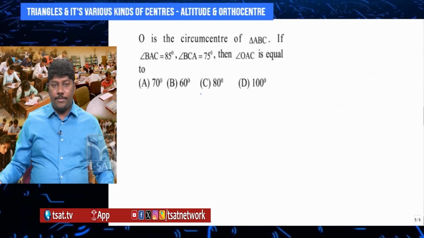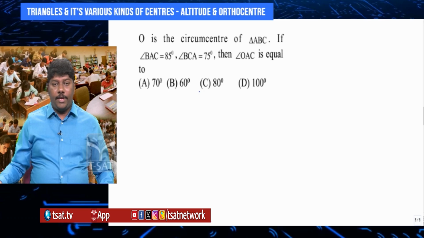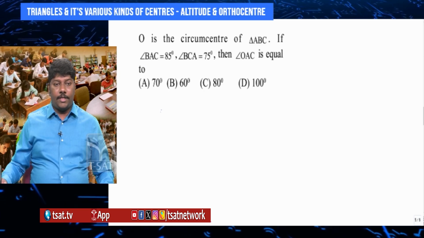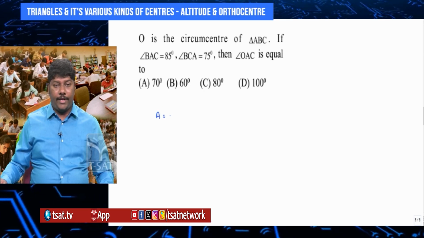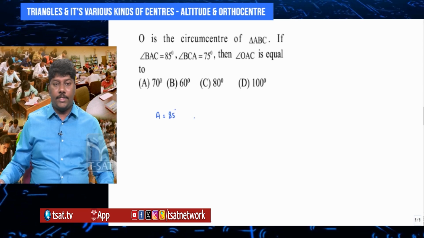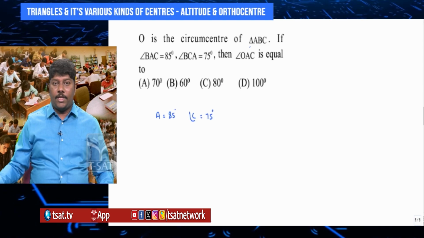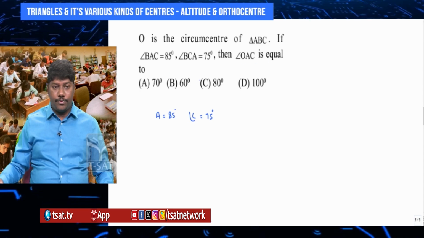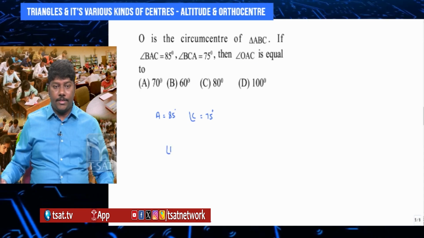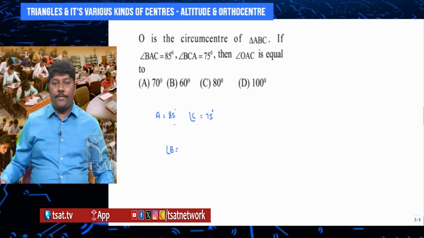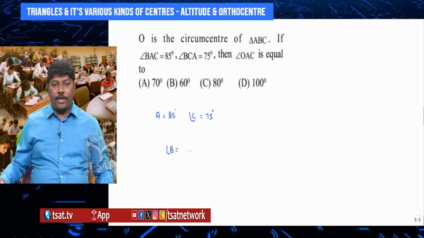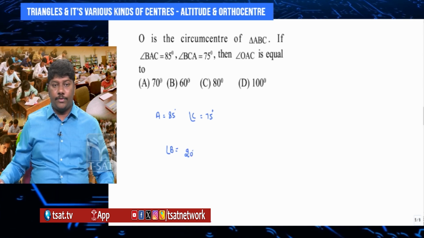Here O is the circumcenter of triangle ABC. If angle BAC, which is angle A, is equal to 85 and angle C is equal to 75, then he is asking for OAC. From here we can get angle B: 75 plus 85 becomes 160, therefore angle B is equal to 20.